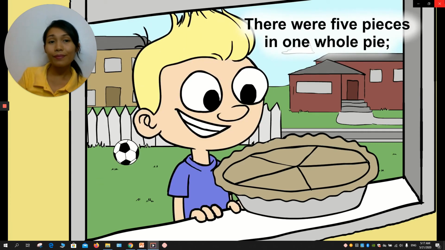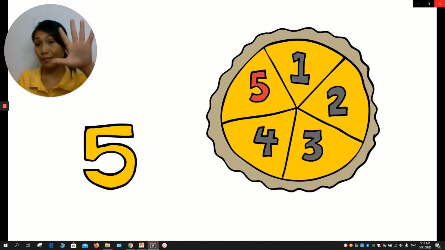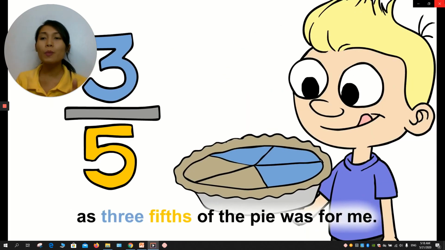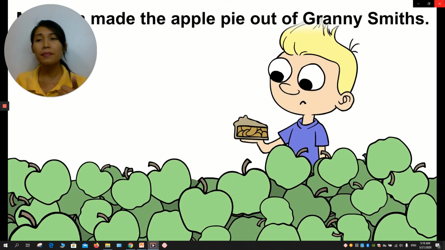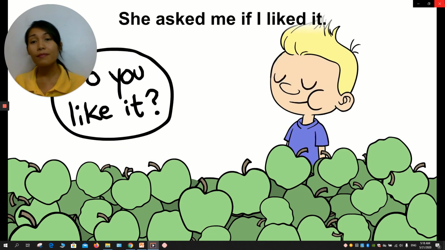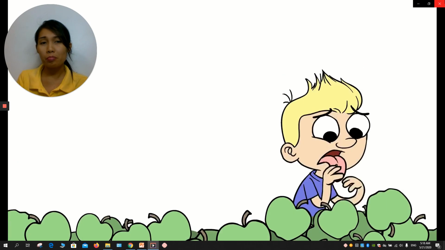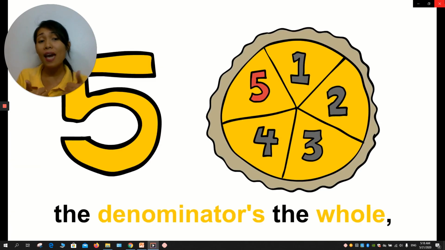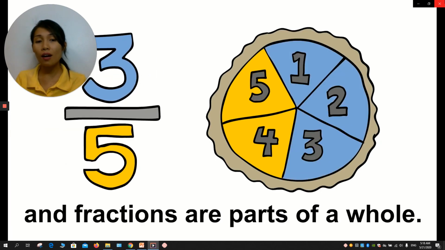There were 5 pieces in one whole pie. The denominator of the whole pie was 5. The numerator of my part was 3, as 3/5 of the pie was for me. Mama made the apple pie out of Granny Smith. She asked me if I liked it. I said, I plead the 5th. The numerator's the one, the denominator's the whole, and fractions not as they roll.